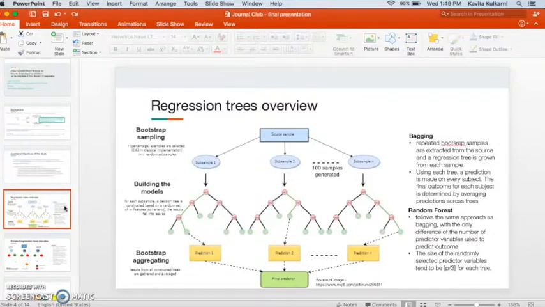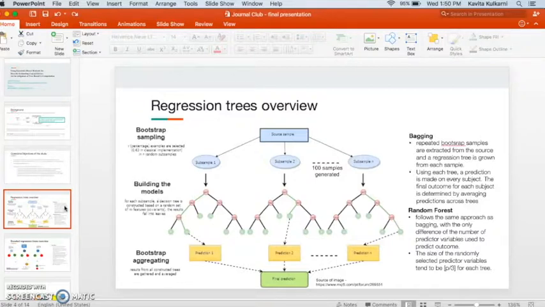Before we jump into the analysis, a little bit of review of what regression trees are and how they work. So when it comes to bagging, essentially what the technique uses repeated bootstrapped samples, which are extracted from the source randomly, and a regression tree is grown for each sample. And in this particular paper, there were 100 samples generated by growing trees for each of those 100 samples. And finally, what happens is the final outcome is essentially an average across predictions within each tree.